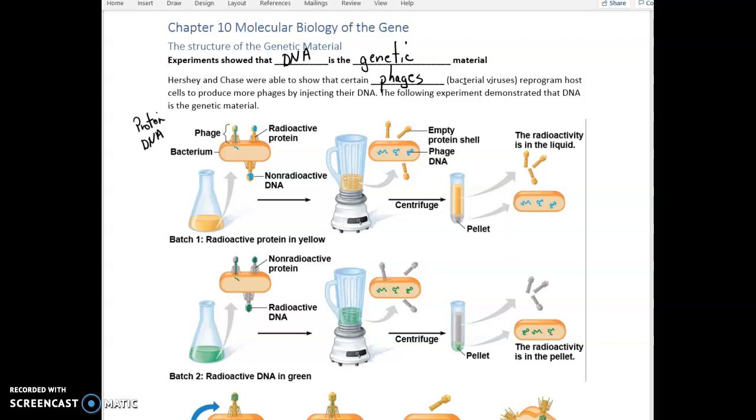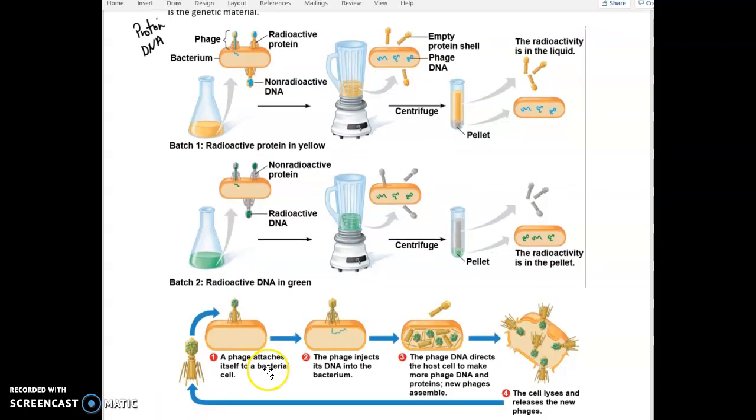They're very simple organisms. And they were aware that the phage attaches itself to the bacterial cell. And they were trying to figure out whether it's a protein that caused it to be able to take over the cell machinery or whether it was the DNA. So they did the following experiment. In batch 1, they made the protein that's shown in yellow radioactive. So the protein coat on the outside is radioactive.